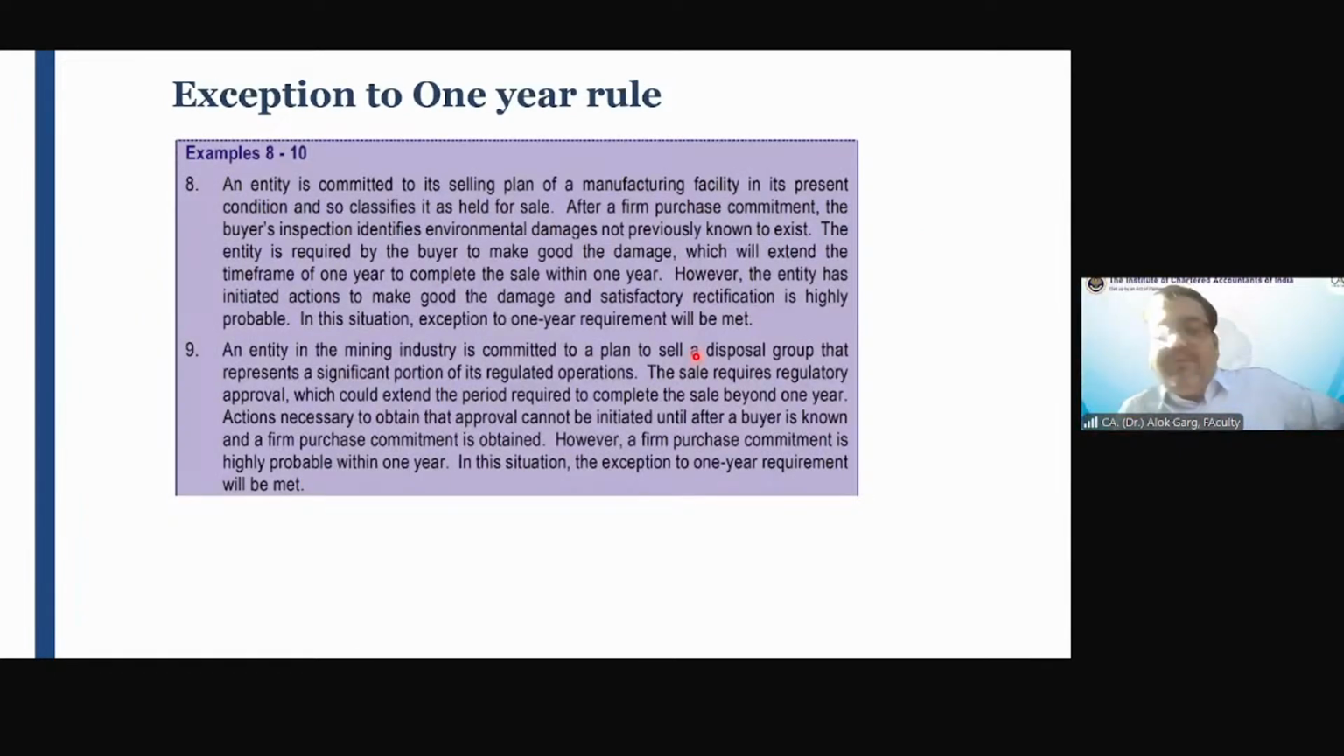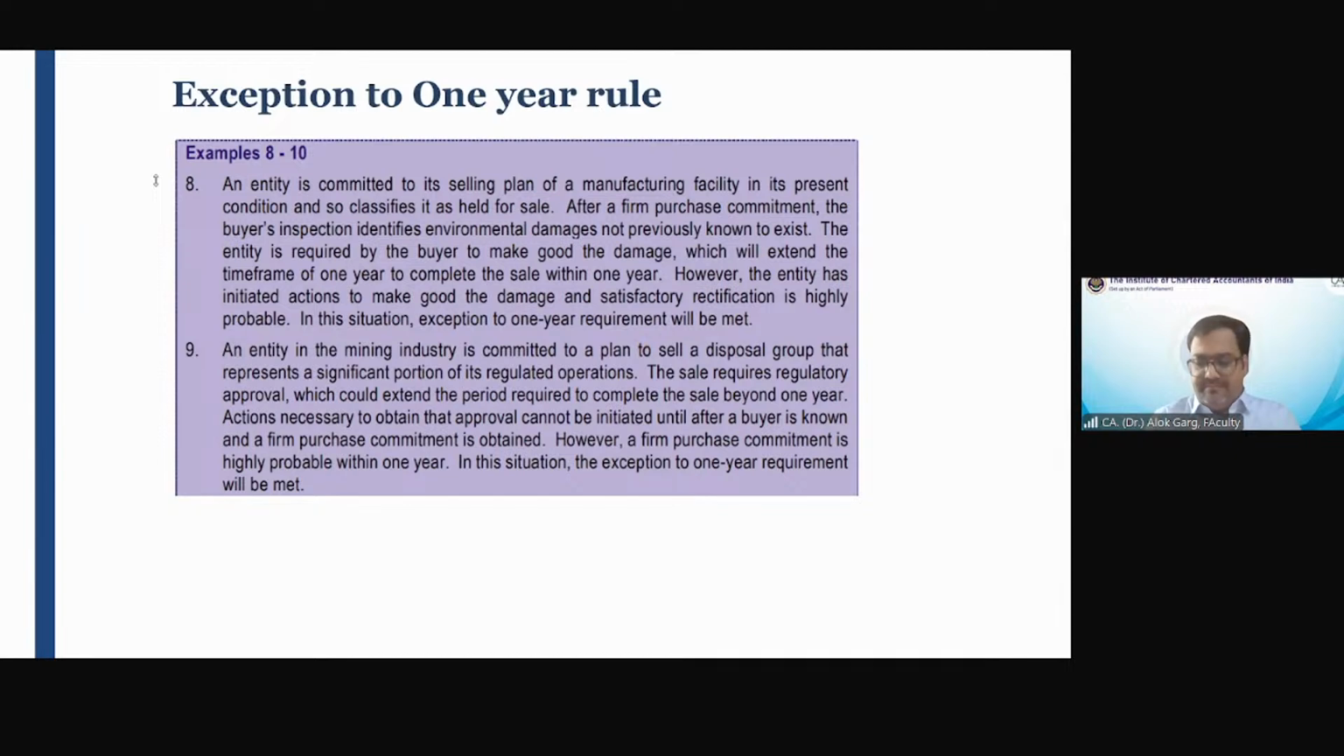Right? So friends, example number 8 and 10, this is the same example which I've already covered from the ICAI study material. Yes, any question on this? Students, any question on this? Pooja, you have the question?